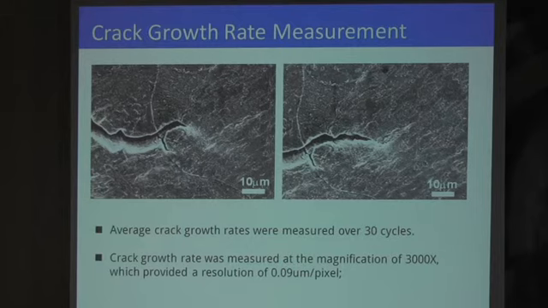And they are trying to work out the average crack growth rate. I'm not too sure about that, but anyway, it's a surface measurement, and this is the average crack growth rate that they measure. I'm guessing it must be the main crack.